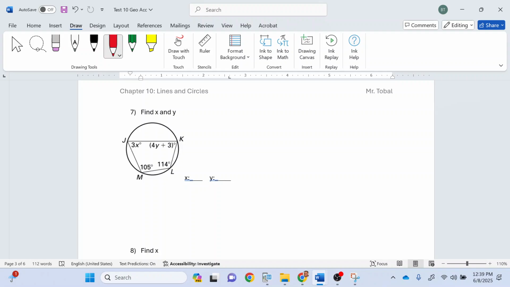Over here, in a quadrilateral that's inscribed in a circle, the diagonal angles, or opposite angles, are supplementary, so they add up to 180. So the first one, 3x plus 114 should equal 180. And for the second one, it is going to be 4y plus 3 plus 105 equals 180. From there, you do a little bit of algebra. And I'm just going to do it to make sure you have an answer to compare it to.